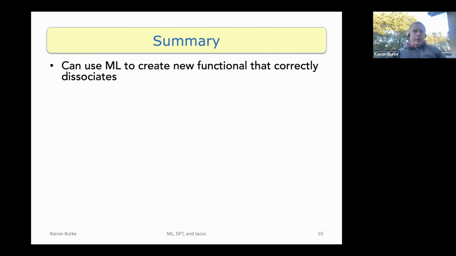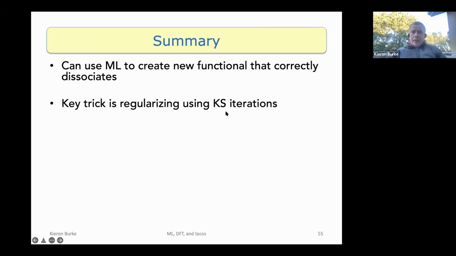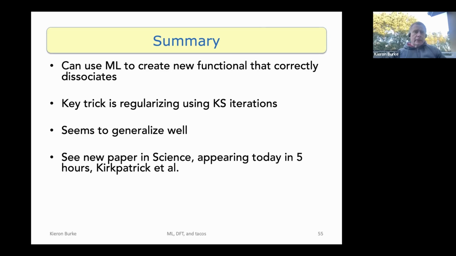Okay, so my summary is, we have these new methods for creating new functionals that correctly dissociate. For us, the key trick was regularizing using the Kohn-Sham iterations, which stops it from going off and doing something crazy. It seems to generalize much better, just like Rio had found.